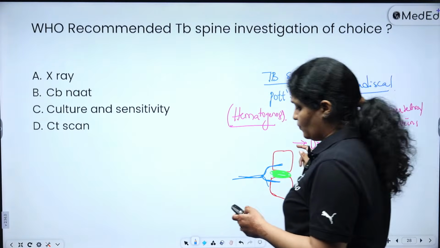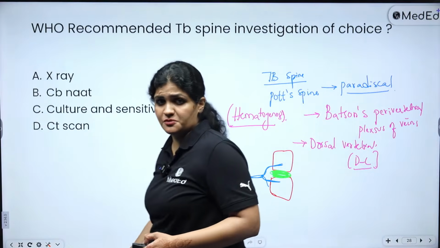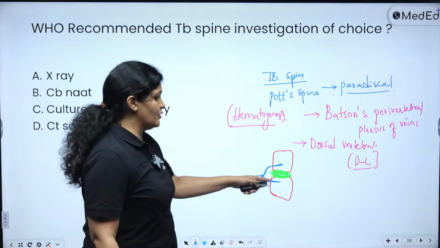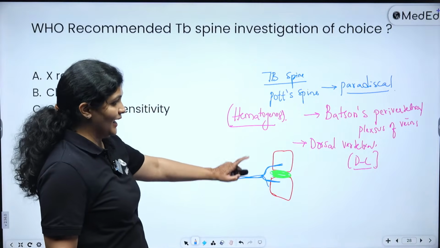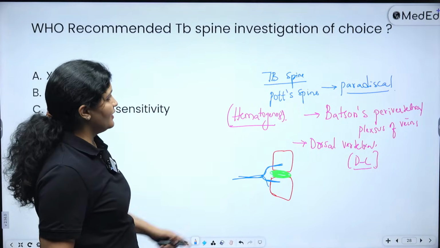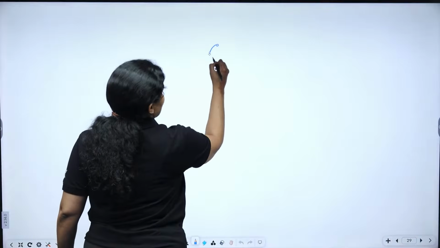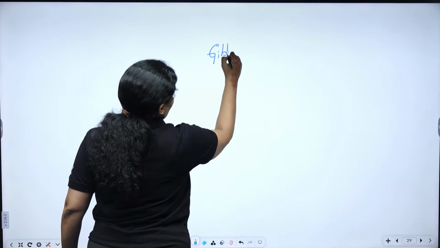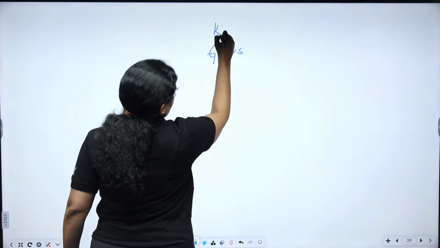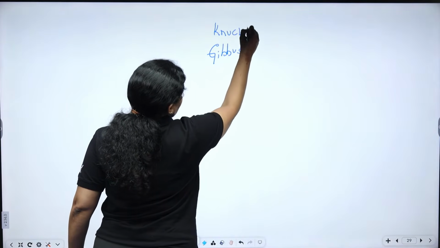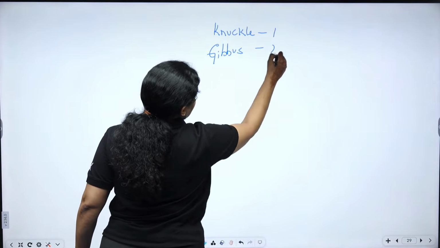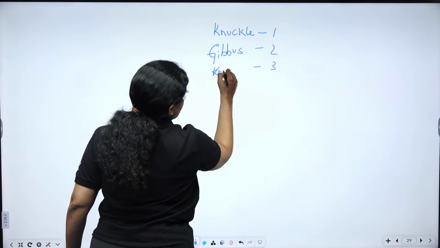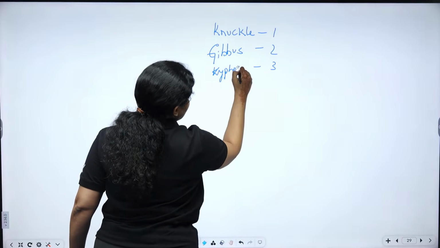And now once the TB reaches your spine, it is very destructive. It will destroy the entire vertebrae and the disc, and it will result in deformity. So these deformities present as gibbous. One vertebra involved, it is knuckle. Two vertebrae involved, it is gibbous. Three or more, it is kyphosis. So these are all you can see in case of your TB spine, right?